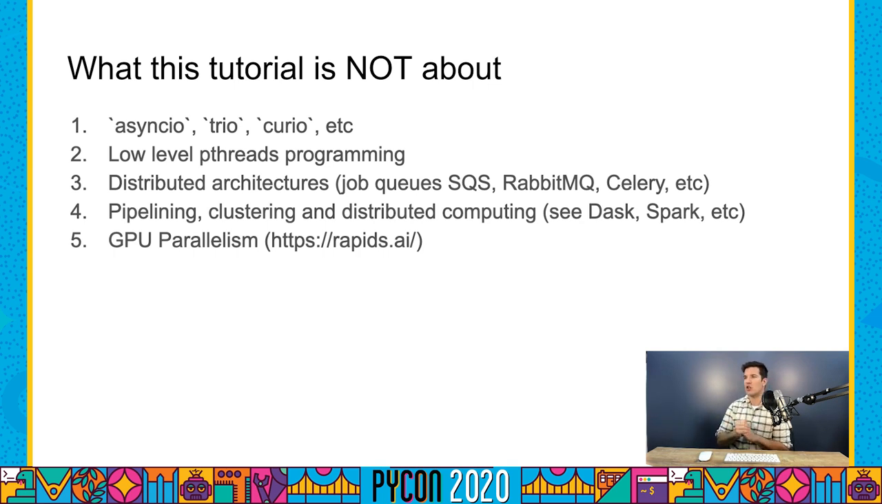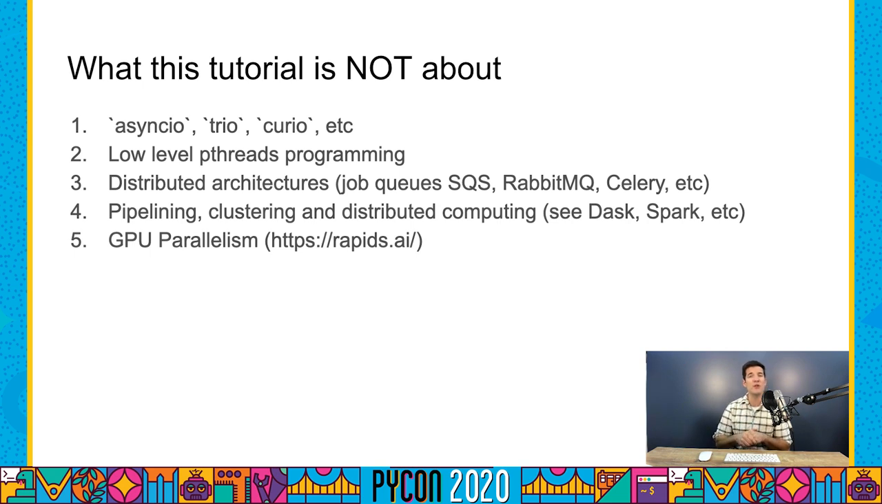So the first thing is we're not talking about asyncio or all these other alternative libraries. It's a different model. It's also useful to create concurrent code, but it's not the subject of this tutorial. This tutorial is a little bit more classic. We're gonna do multithreading, multiprocessing, and that's it. Again, asyncio is a potential substitute for everything we're doing in this tutorial, but it's not in the scope.